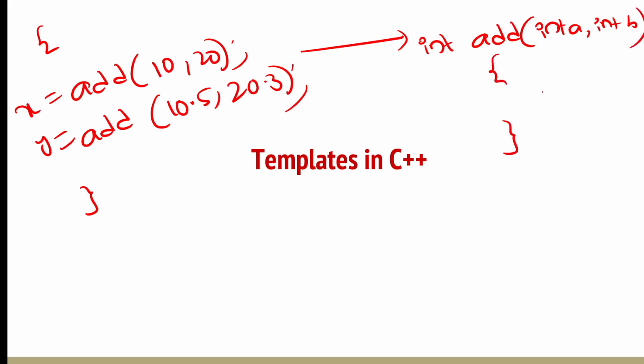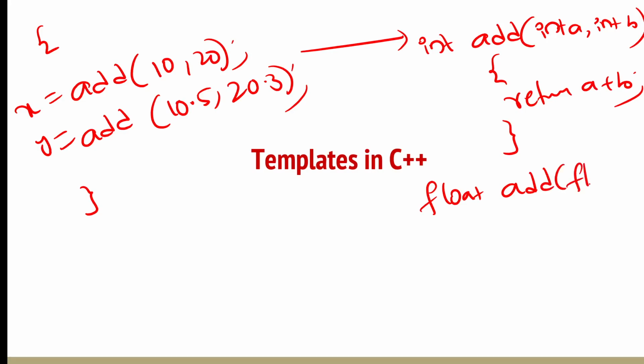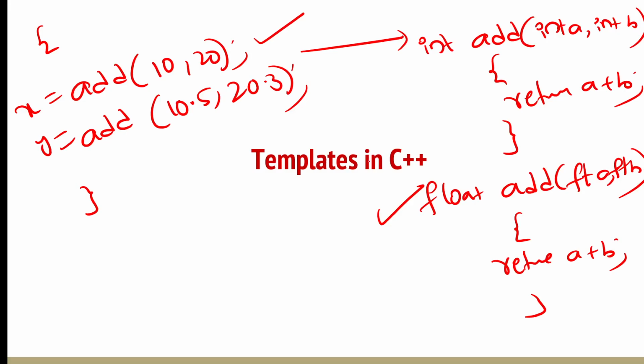This will be the function call, where you will be writing return a plus b. Also, you have to write another function, int add with float a and float b, and you write return a plus b. Though I am using function overloading here, I have to write the function body for the first type, which takes both integers, and the second type, which takes both floats.